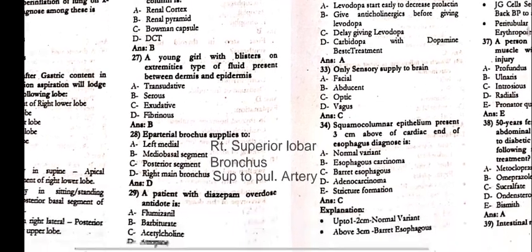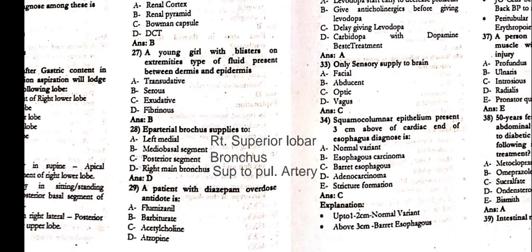26, the renal part which runs from the renal cortex to the medulla between the renal columns is the renal pyramid. 27, young girl with blisters on extremities, type of fluid present between the dermis and epidermis is serous.